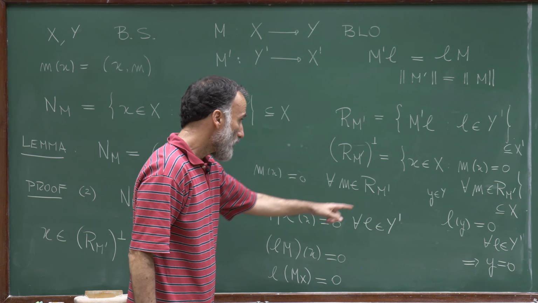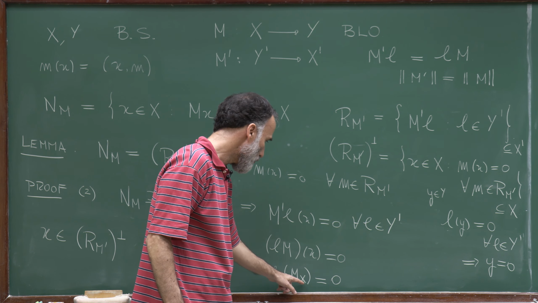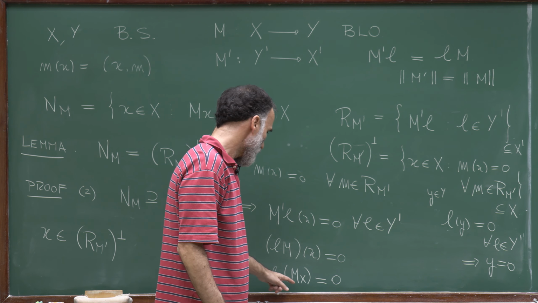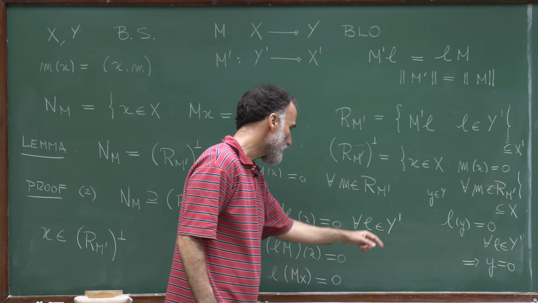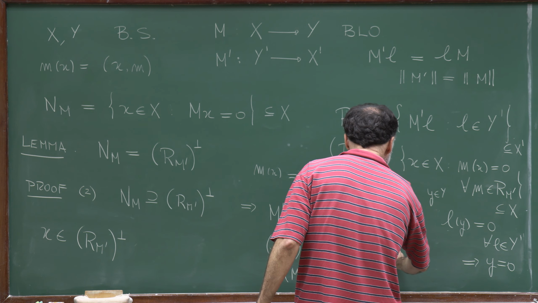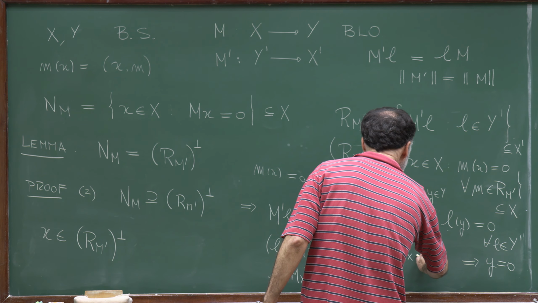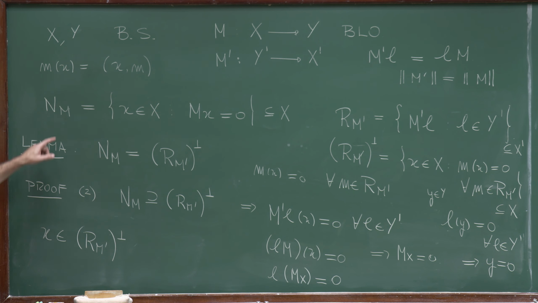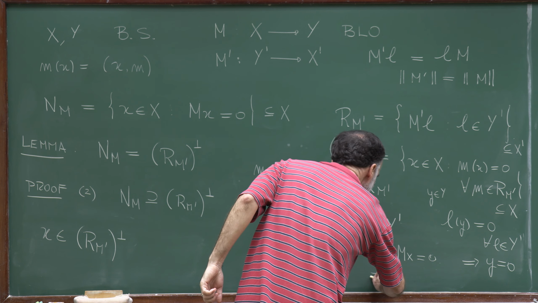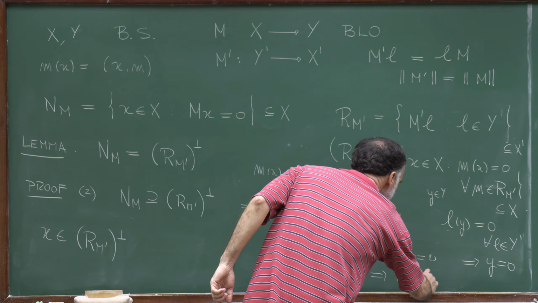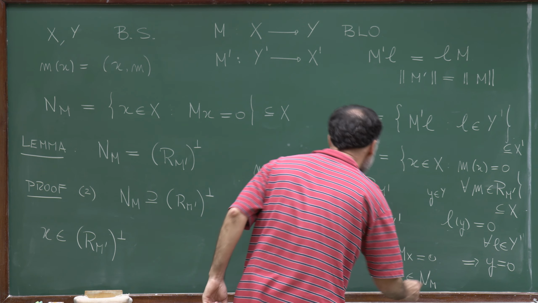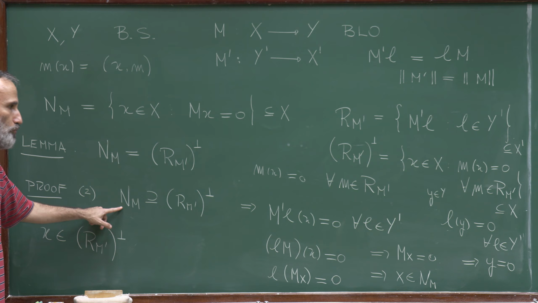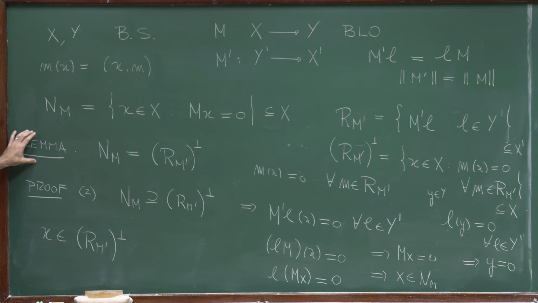So now I'm using this property for the point Mx. Since L of Mx is equal to 0 for all L in Y prime, this implies that Mx is equal to 0. And if Mx is equal to 0, it belongs to the null space of M. So this means that X belongs to the null space of M. And this is exactly what we wanted to prove. So that completes the proof of this lemma, the proof of this identity.